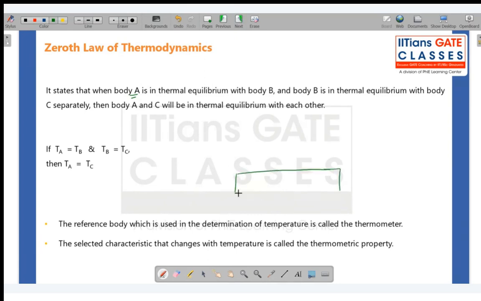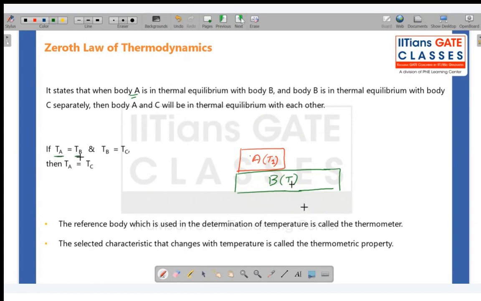So let us take a body, let me call it B. Now let me take a body A. What I am saying is, if body A is in thermal equilibrium with body B, when will that be? When its temperature and B's temperature remain the same. I don't know this temperature, let me say T. These A and B will be in thermal equilibrium when their temperatures are the same.